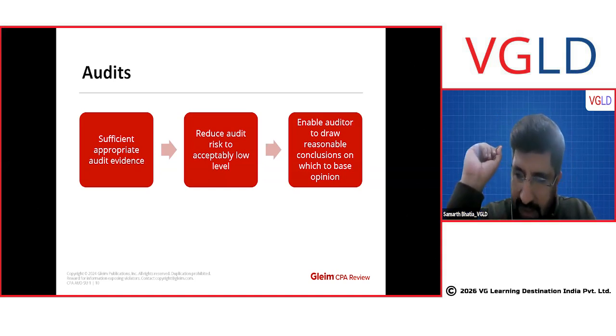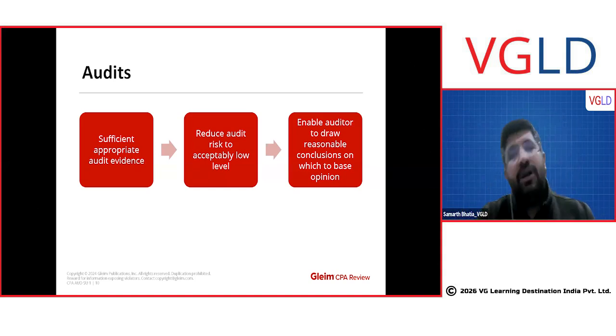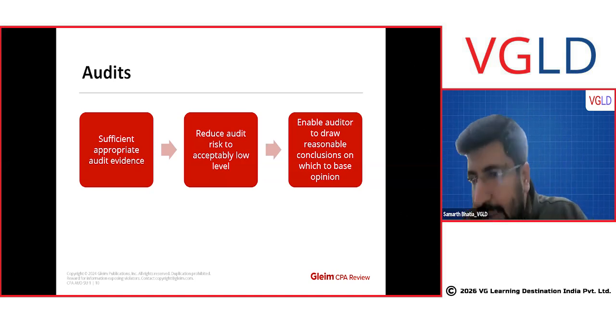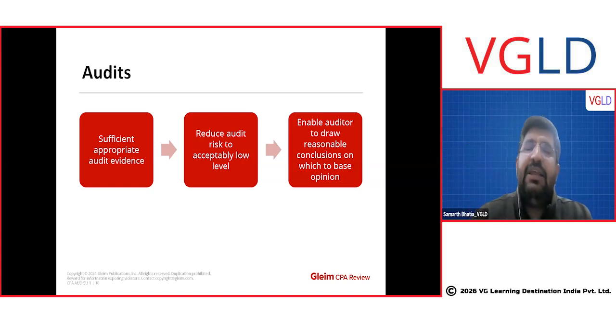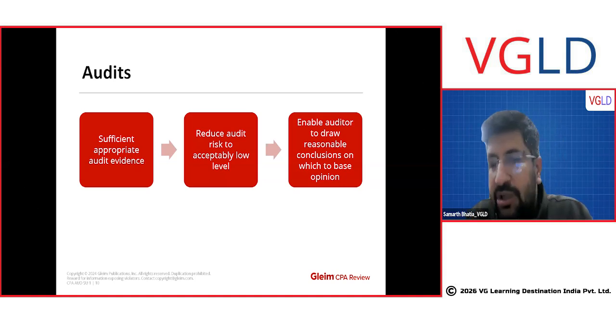So ultimately we can say the auditor has to obtain sufficient, appropriate audit evidence, which can reduce the risk to a low level and enable the auditor to draw a reasonable conclusion on which to base their opinion.